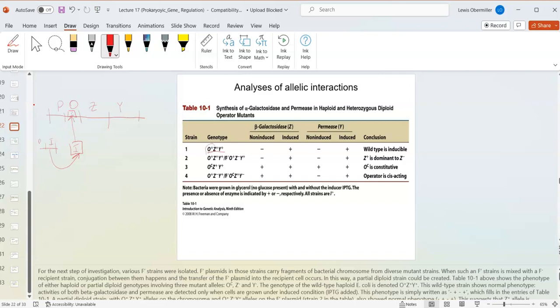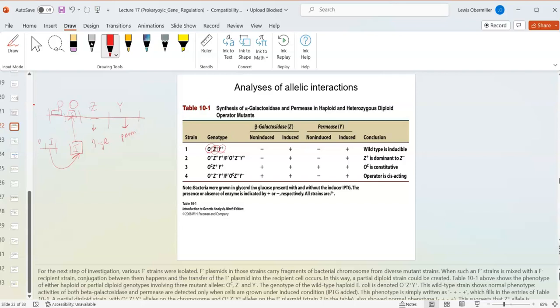So if the operator is normal and lac Z is normal and lac Y is normal, so this one isn't mutated. It makes a normal product, beta galactosidase. This makes a normal product, which is permease. This is completely normally functional. It's not constitutive. The sequence of DNA is not screwed up. Lac I, the protein, can bind to it normally, and it's going to block the polymerase, even though it can recognize the promoter. It's going to block the polymerase, right?